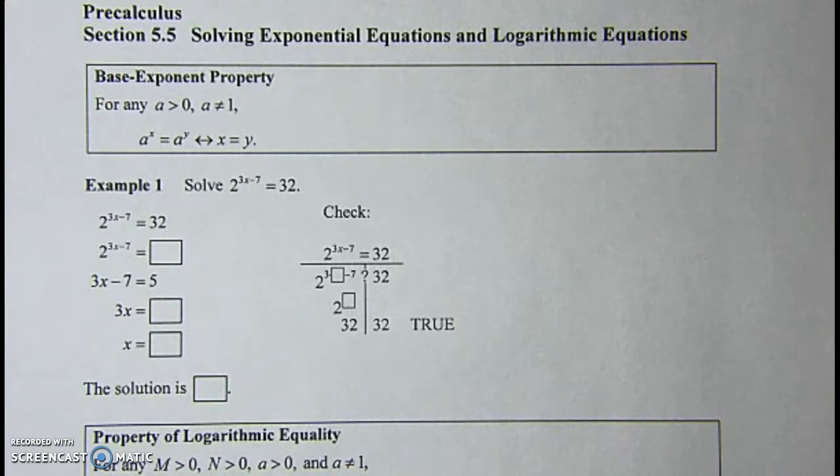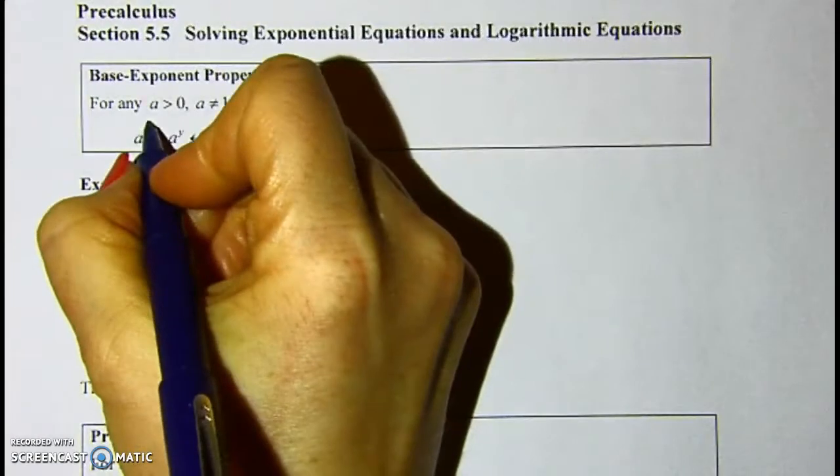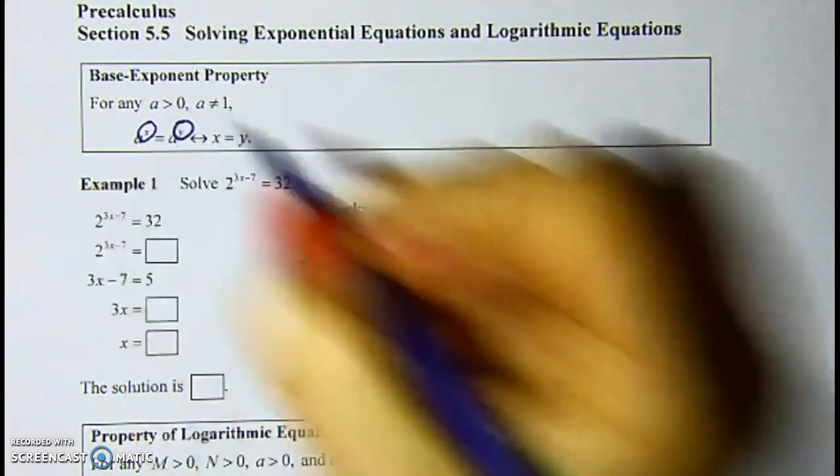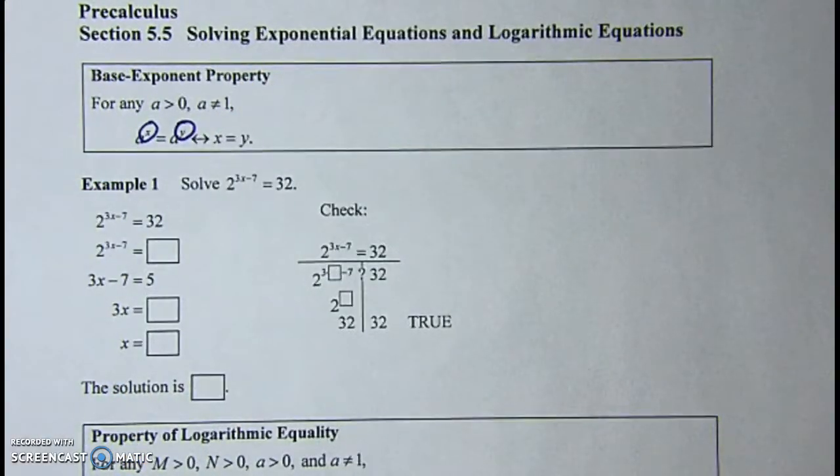If we have two bases that are the same, raised to different powers, we can assume that those powers are equivalent to each other. And that's going to be an important property that we're going to use in order to solve exponential and logarithmic equations. So our first equation is 2 to the power of 3x minus 7 is equal to 32.